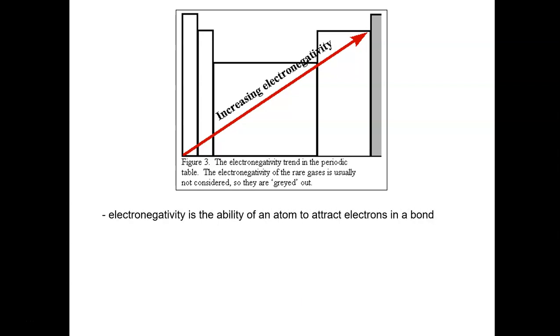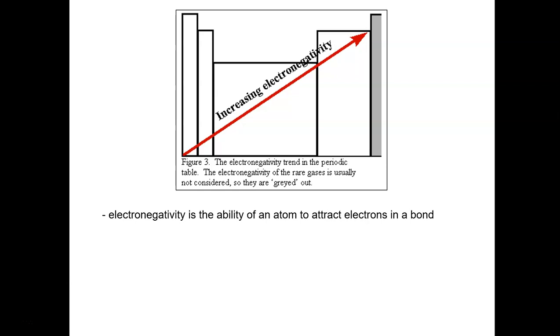Electronegativity is the ability of an atom to attract electrons in a bond. So if you have an atom that's bonded with another atom, and let's say they're sharing their electrons, and we're going to talk a lot about this when we get into the further chapters here. But when we have two atoms that are sharing their electrons, one of the atoms may be more electronegative, which means they would like to attract the electrons even more.